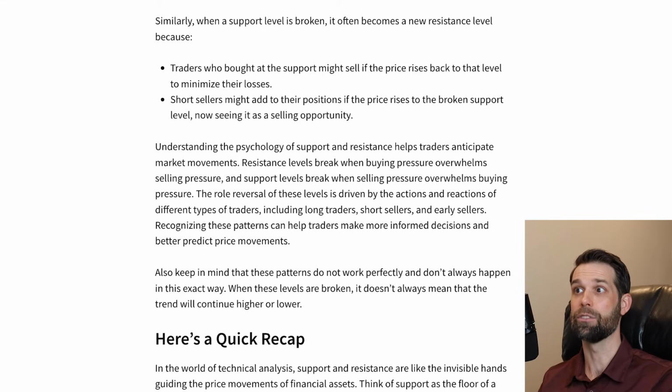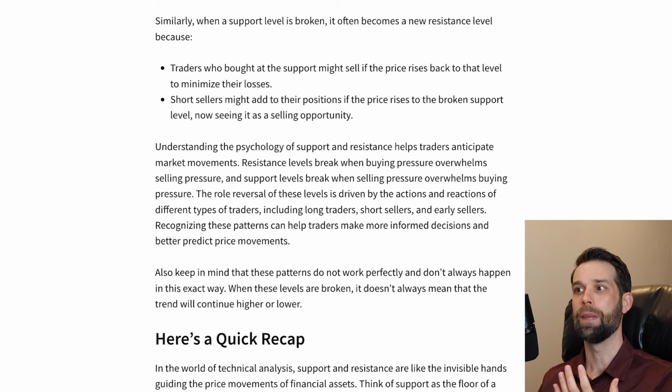So resistance levels break when there's buying pressure that overwhelms the selling pressure, and support levels will break when selling pressure overwhelms buying pressure. So the role reversal of these levels is driven by actions and reactions of different types of traders, including what we spoke about: long traders, short traders, and then early sellers. So recognizing these patterns can help us make more informed decisions and better predict price movement.